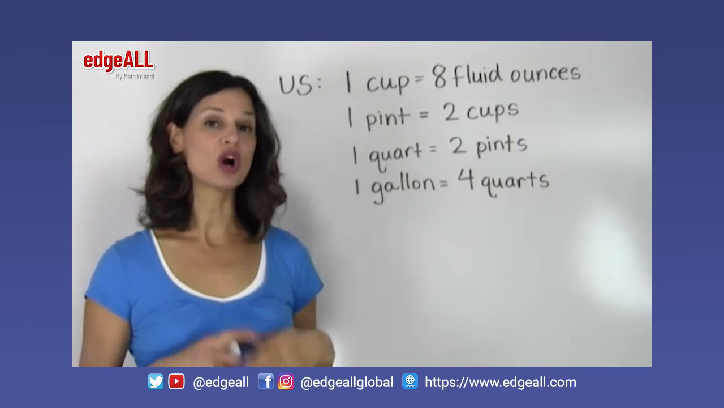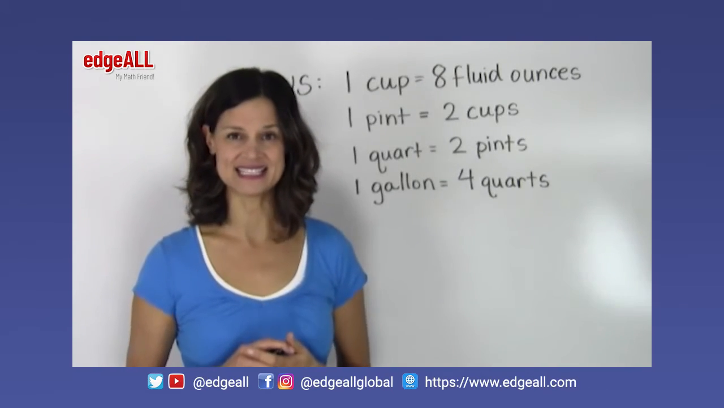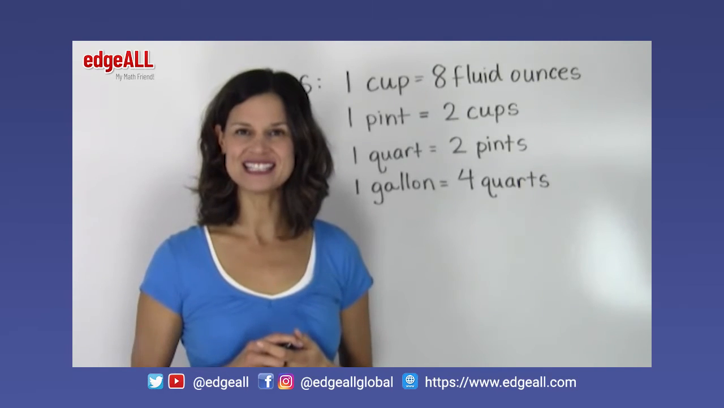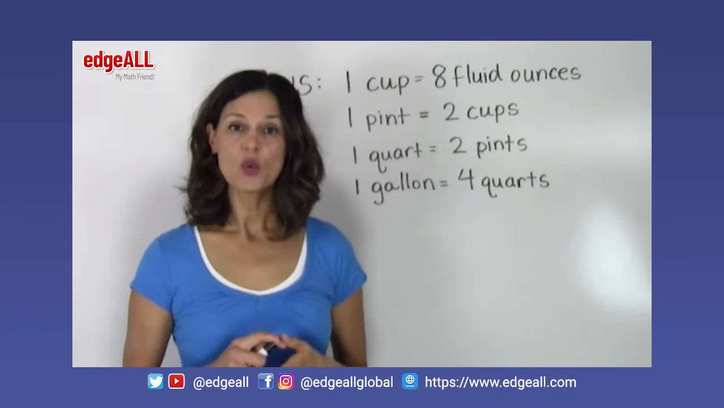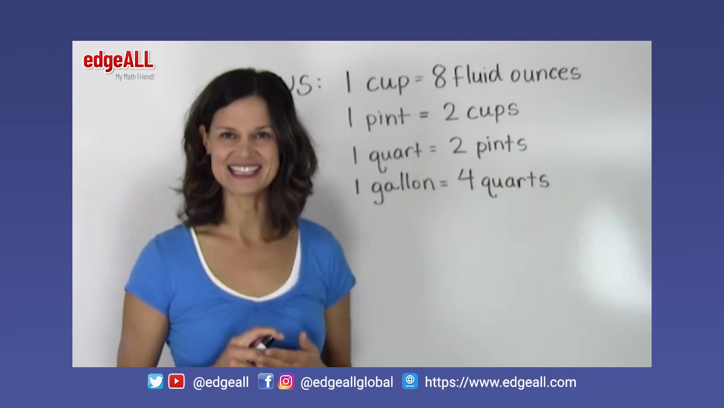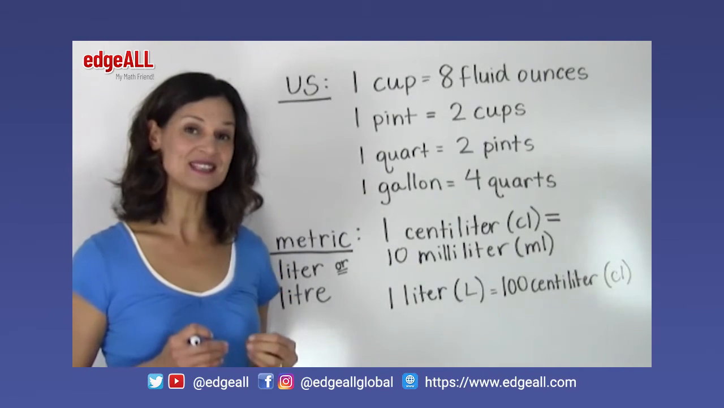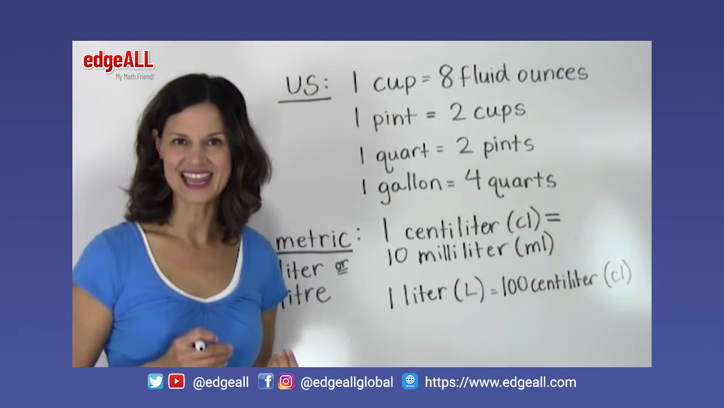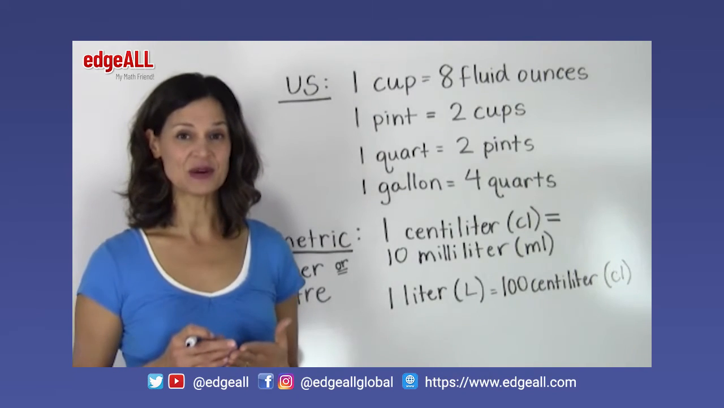The other more commonly used system is called the metric system. The metric system has many units to measure volume. We are going to learn only a few of them in this lesson. In the metric system, the base unit of capacity, or measurement of volume, is a liter.